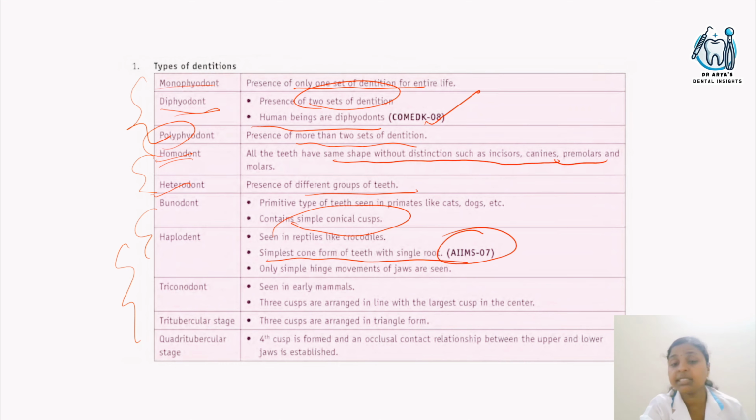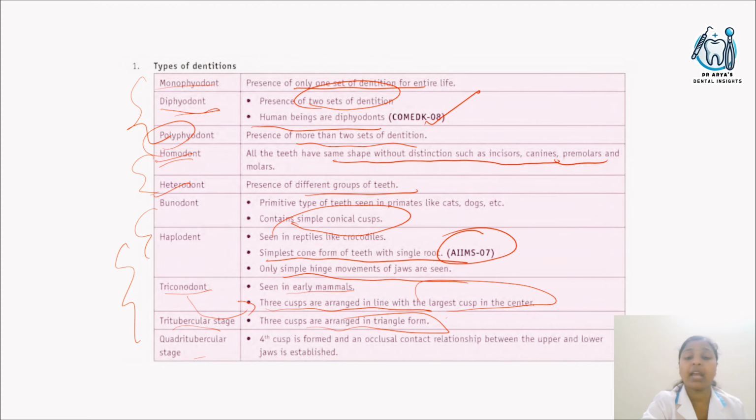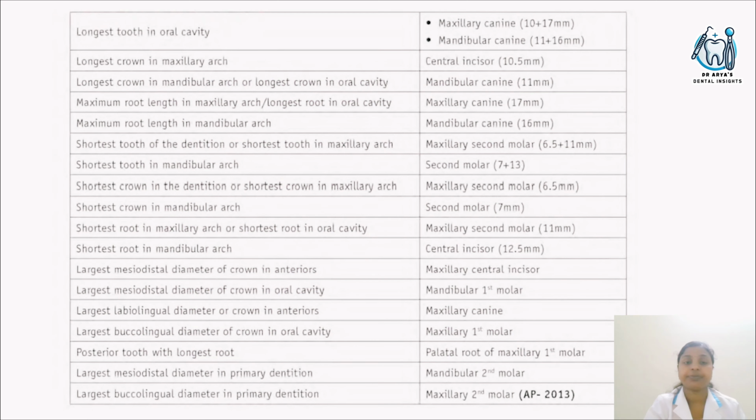It was asked in AIIMS exam, and it is seen in reptiles like crocodiles. Only simple hinge movements of jaws are seen. And triconodont is seen in early mammals. As the name suggests, its three cusps are arranged in a line with the largest cusp in the center. In the tritubercular stage, three cusps are arranged in a triangle form. In the quadritubercular stage, the fourth cusp is formed and occlusal contact relationship between upper and lower jaw is established.